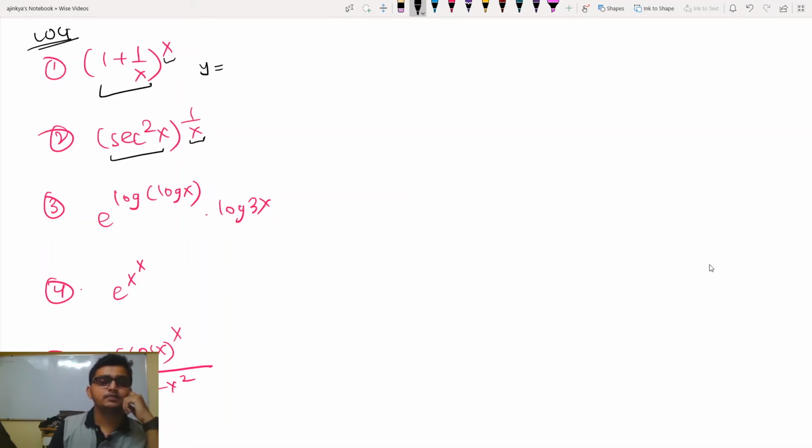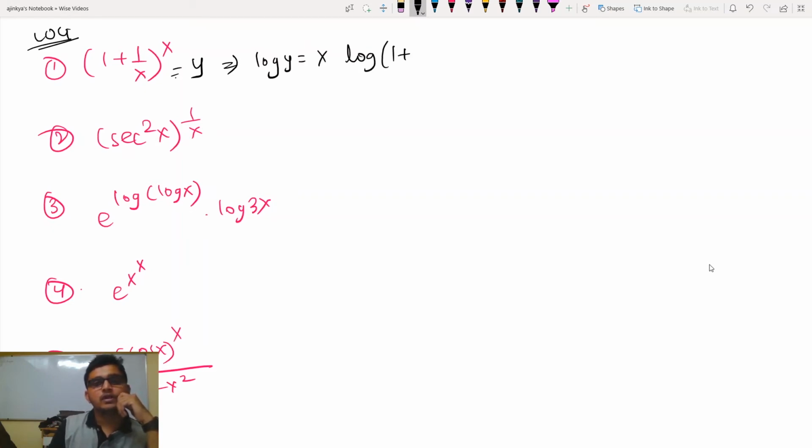So it is mostly a problem where it is given as function raised to function. So we can take y equals this entire function. I won't rewrite it, so let's take this as y. So log of y will be immediately x log of 1 plus 1 upon x, and we just need to differentiate this. On the left hand side it will be 1 upon y times y dash equals x, then again 1 upon this entire term.